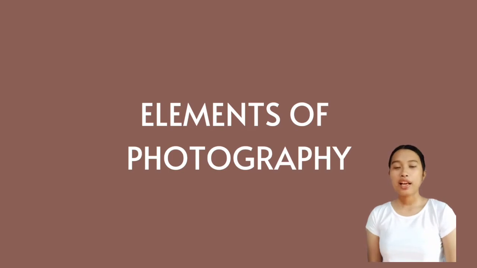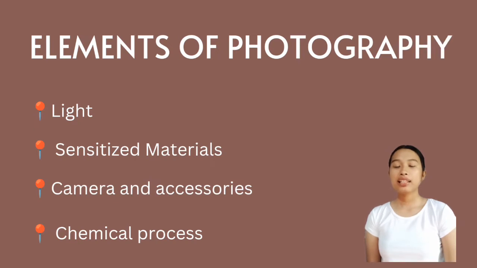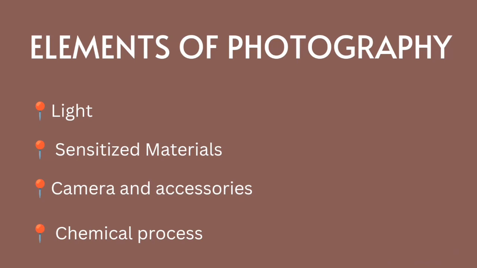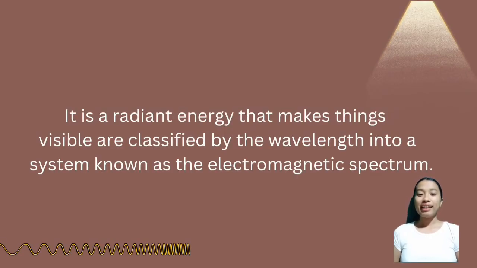Elements of photography. There are four elements of photography: light, sensitized materials, camera and accessories, and the last one is the chemical process. Now, let us talk about what light is. Light is a radiant energy that makes things visible, classified by wavelength into a system known as the electromagnetic spectrum.